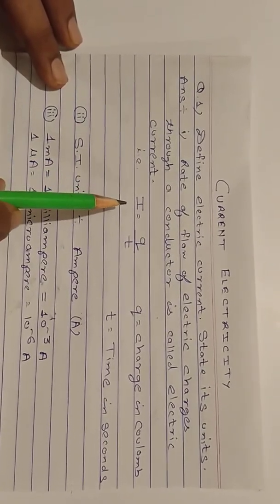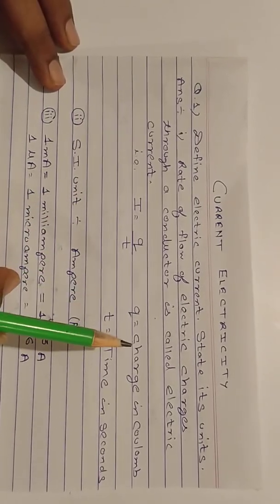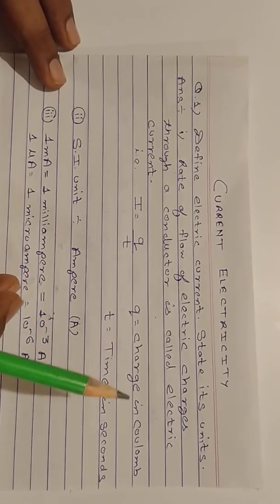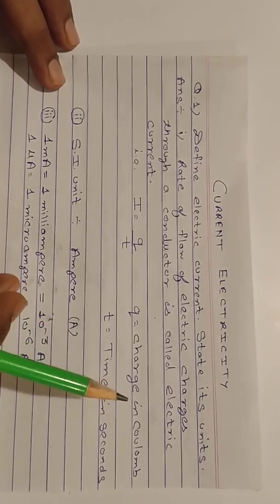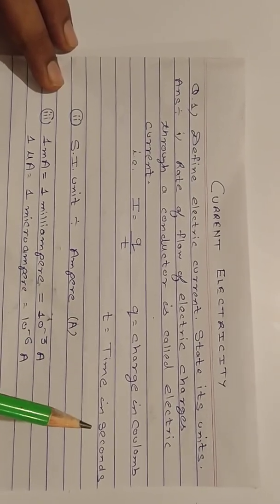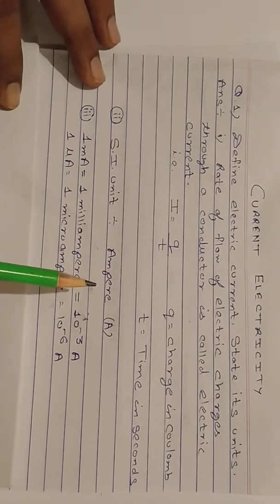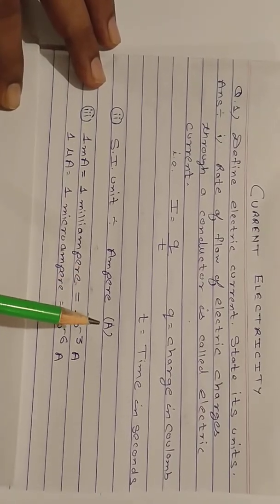Mathematically it is written as I equals Q upon T, where Q is charge in coulomb. The unit of charge is coulomb. T is time in seconds. The SI unit of current is ampere. Symbolically it is represented by capital A.